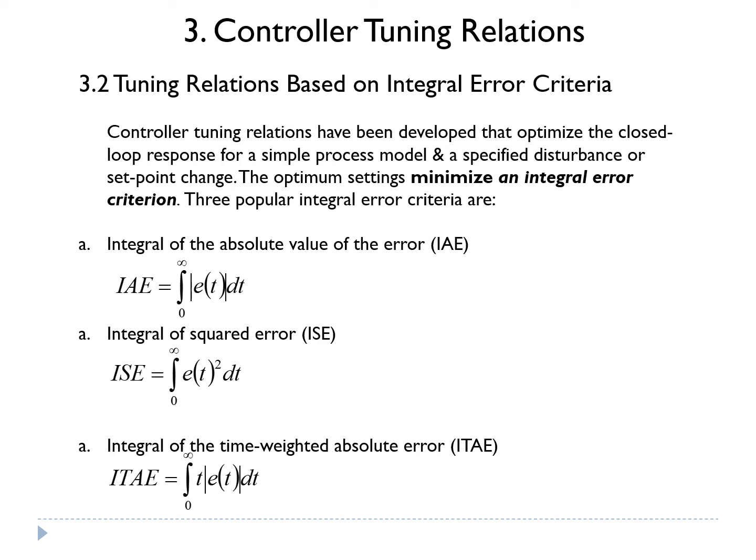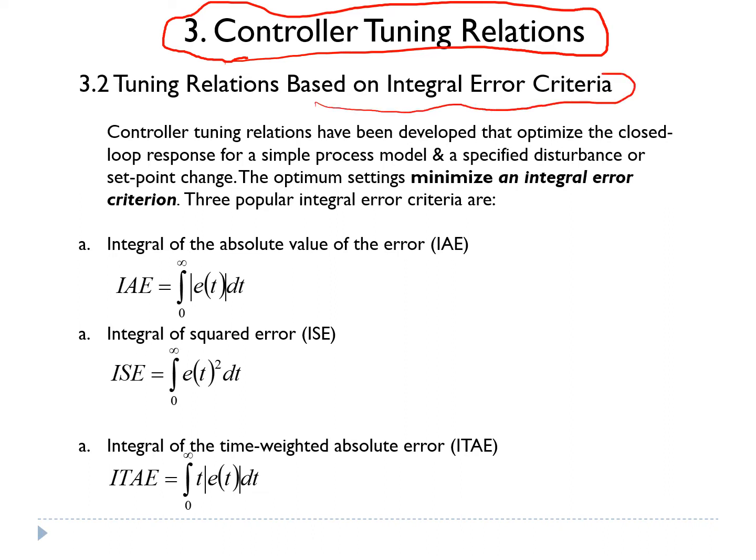Assalamualaikum and good day. Today we continue a little bit on controller tuning relation. Previously we have learned on IMC tuning relation. Besides IMC, we have another tuning relation based on integral error criteria. Three popular integral error criteria are integral of absolute value of error IAE, integral of squared error ISE, and integral of time weight absolute error ITAE.